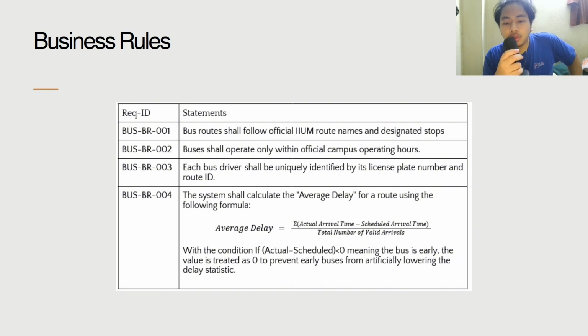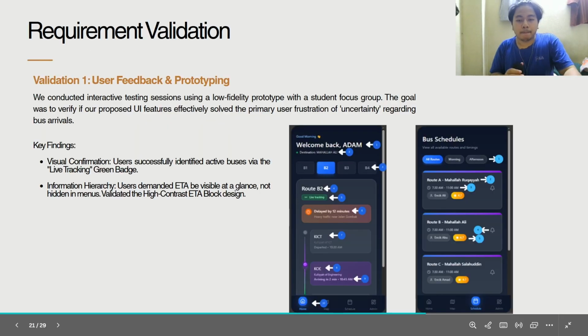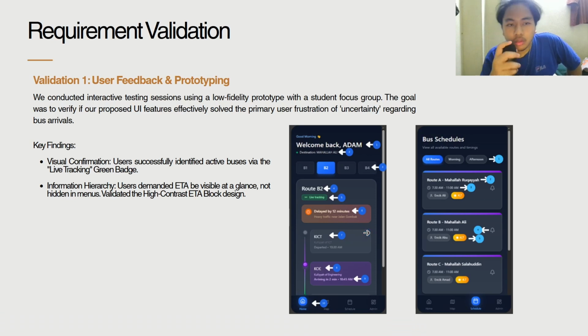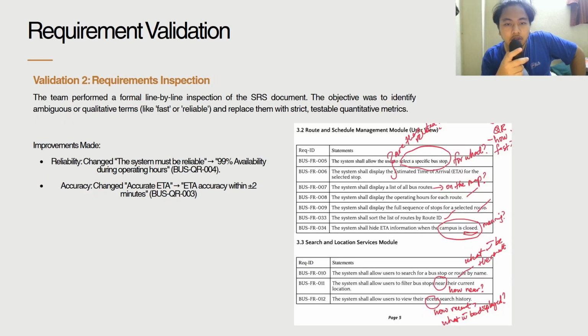We're moving on to the next one, which is requirement validation. So for the first one is user feedback prototyping. We conduct a survey using Google Form. Based on the survey, we will also use a low fidelity prototype to deepen our understanding of the requirements that are needed. Second is requirement inspection.